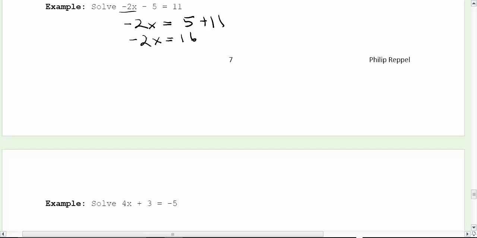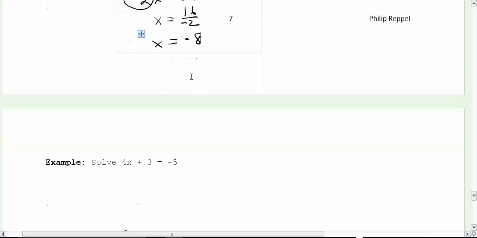My next step, I'm ready to move the coefficient. Since I'm multiplying by the coefficient, I bring it to the other side, dividing. For this problem here, the solution is minus 8. Moving on.